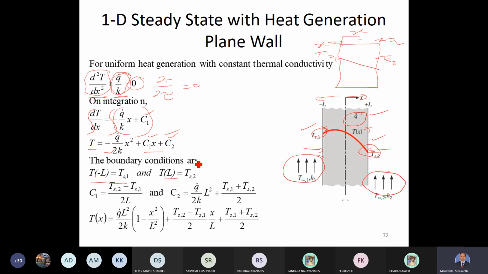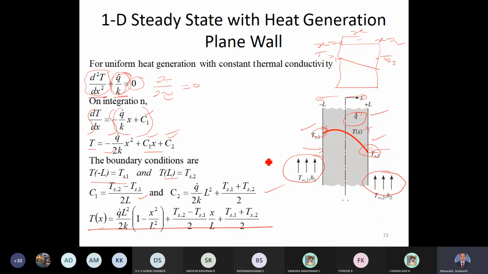So you can do that on your own. Then you will have C1 as (Ts2 minus Ts1) by 2L, and C2 as q dot by 2k times L² plus (Ts1 plus Ts2) by 2. These two, if you substitute here, you will get the temperature distribution.